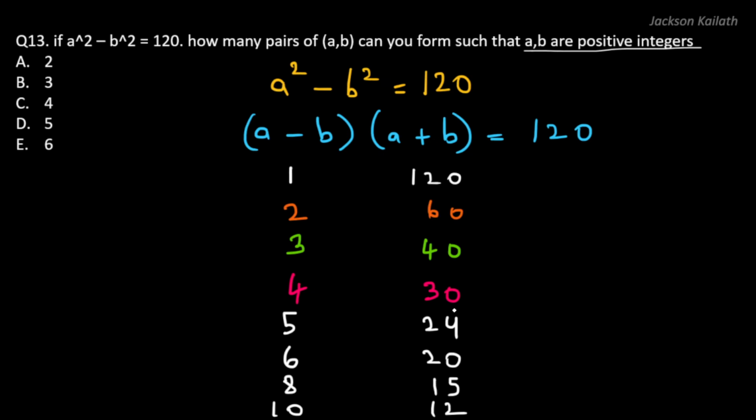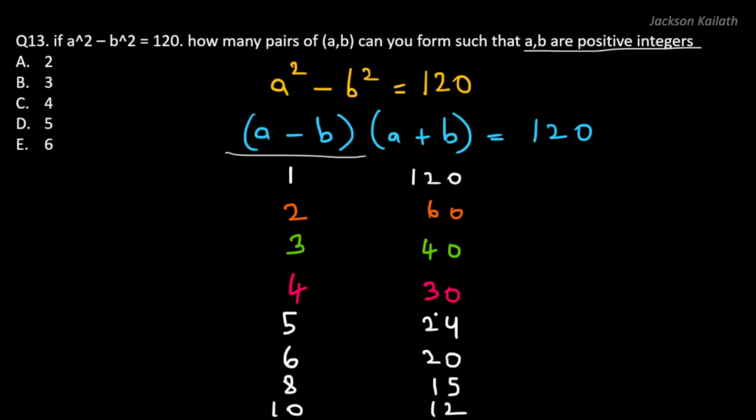After that, it'll just reverse. If you want to write 120 as a product of two numbers, you can write it as 15 into 8, but that's just a repetition of what we have here. And as we mentioned, we want to write the smaller number on the side where we have a minus b. So these are the different possibilities.